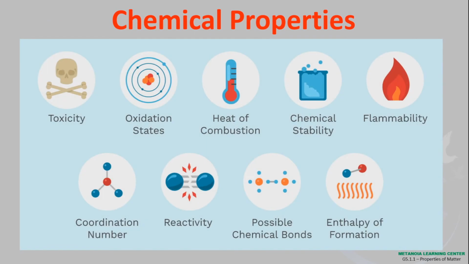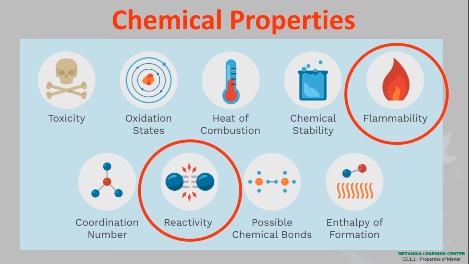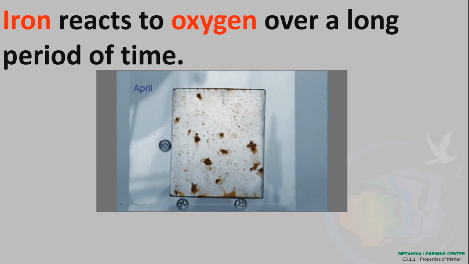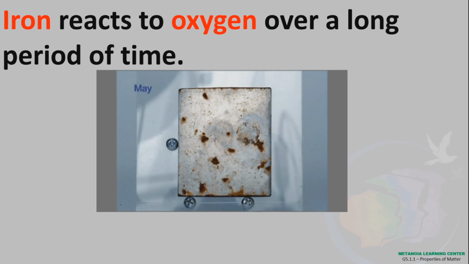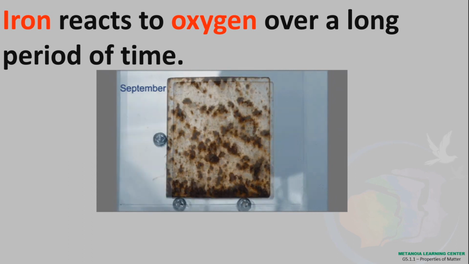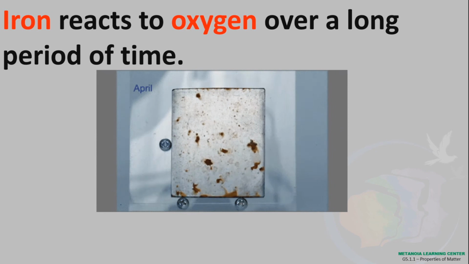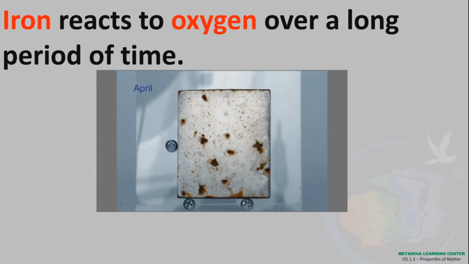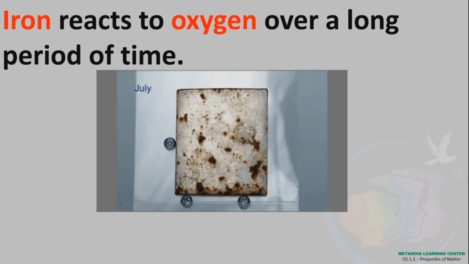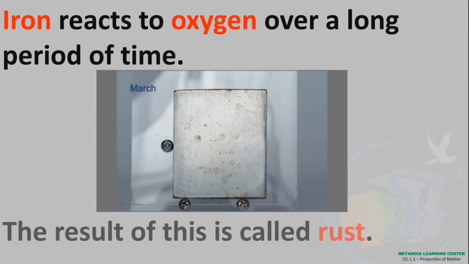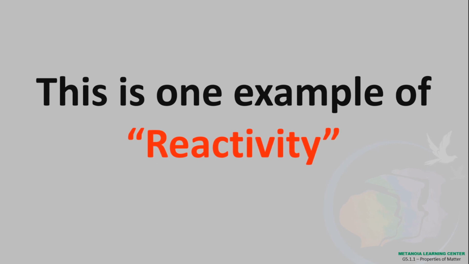Chemical properties include toxicity, oxidation states, heat of combustion, chemical stability, flammability, coordination number, reactivity, possible chemical bonds, and enthalpy of formation. But in this case, we are only going to talk about flammability and reactivity. Iron reacts to oxygen over a long period of time. This is a time lapse of several months of a tin can exposed to oxygen. The result of this is called rust. This is one example of reactivity.